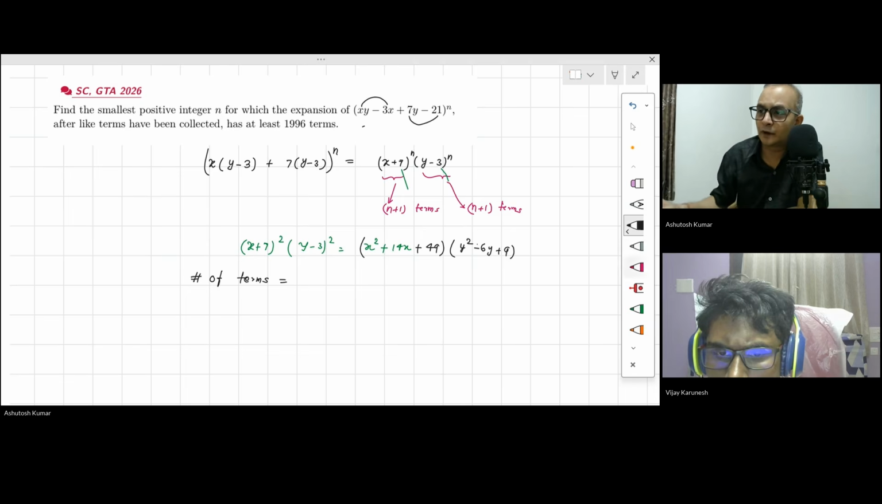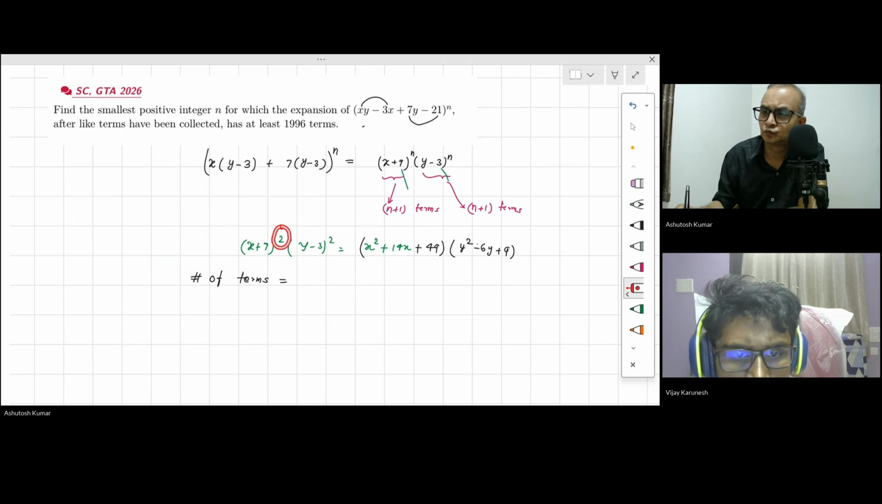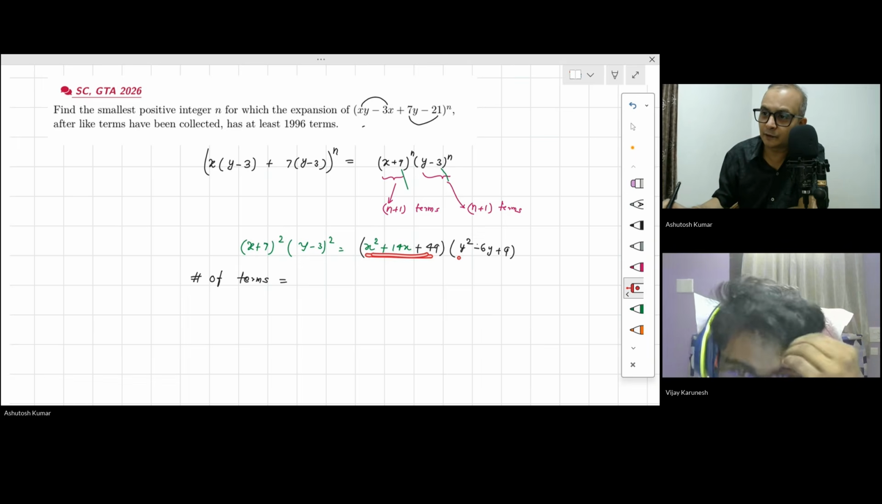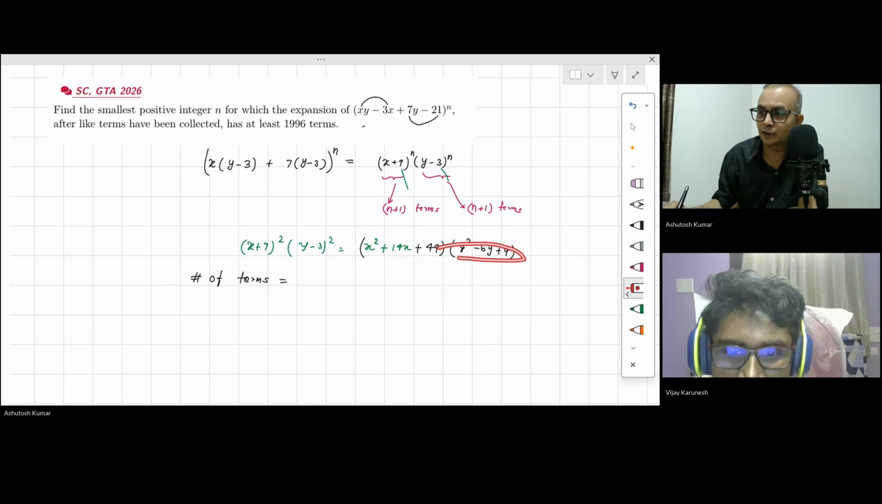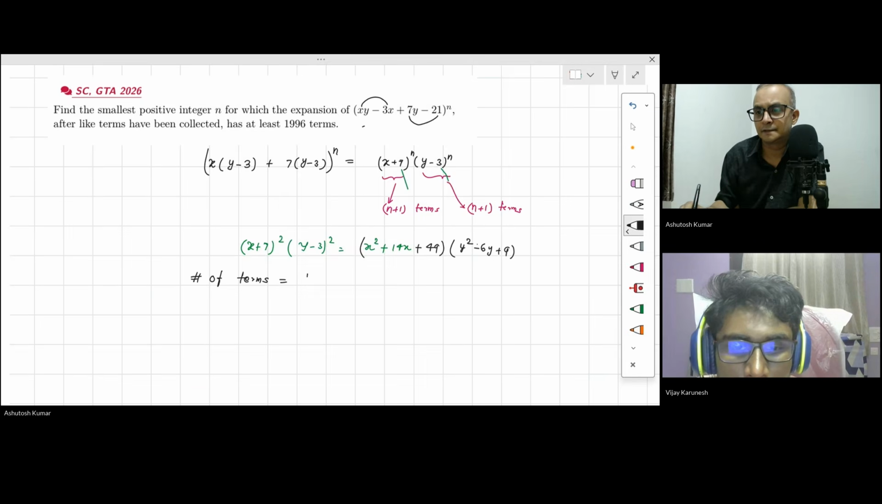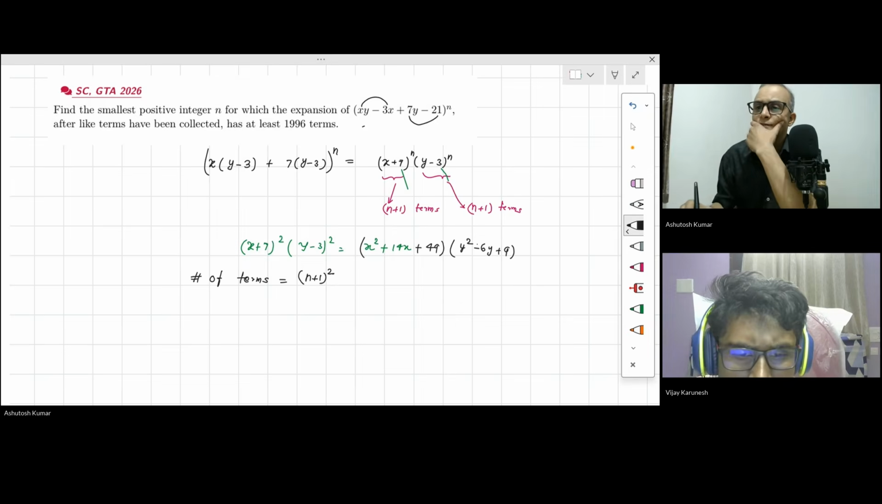Here, what is the degree, meaning the power? It is 2. If the power is 2, the expansion gives you 3 terms. If each expansion gives you 3 terms, then the total number of terms will be 9, which is 3 squared. So with the number of terms being n plus 1, if the power of the equation is n, then (n + 1) squared is the total number of terms.